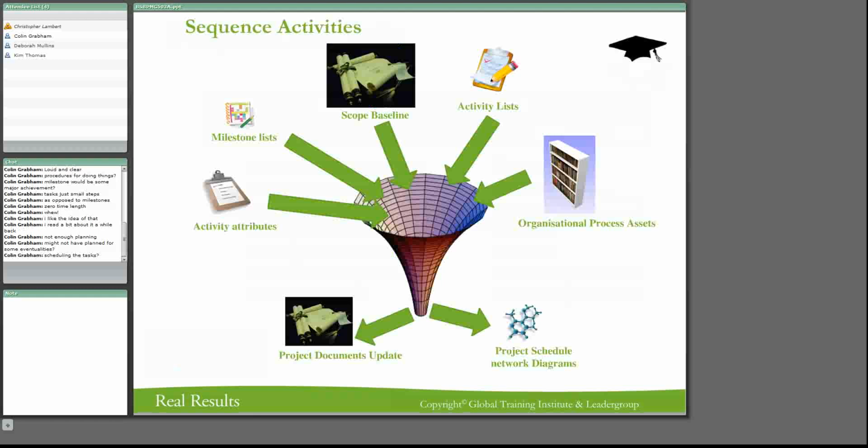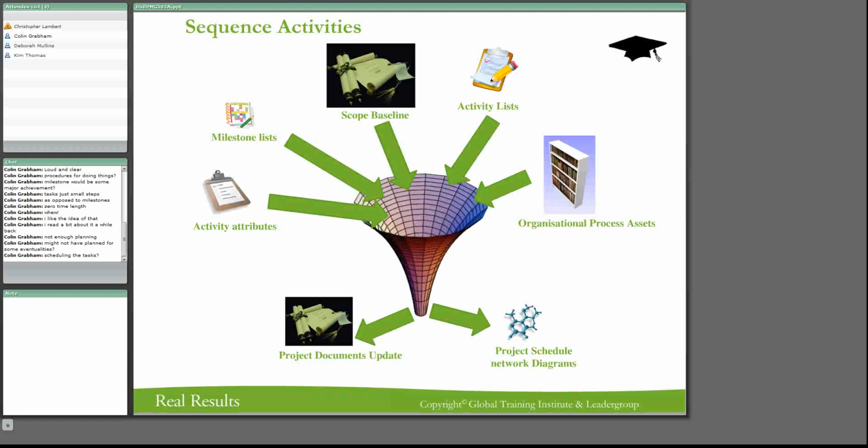So you're going to take your milestone lists, you're going to take your activity attributes, you're going to take your scope baseline, because your scope baseline is going to tell you in broad sequences what should be happening. And then you're going to take all those processes, and we're going to come out at the end with a project schedule or a network diagram. Now this is what we're going to talk about tonight in a little bit more detail, some of the network diagrams. All right, and we'll see that we'll get right to the end of this.